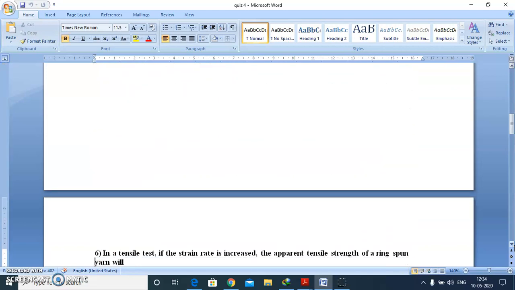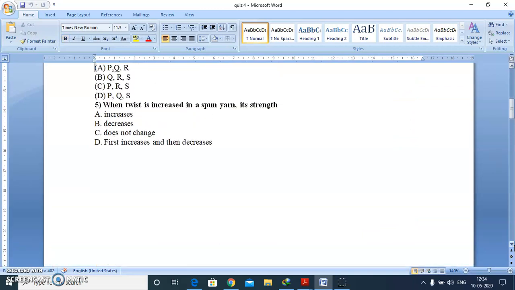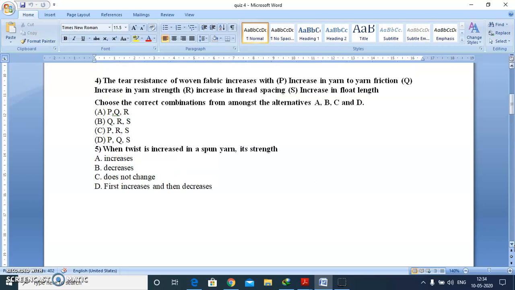Next question is related to tear resistance of the fabric. The tear resistance of woven fabric increases with increase in yarn to yarn friction. As yarn to yarn friction increases, tearing strength decreases, as we have already discussed in the last question. With increase in yarn strength, tear resistance increases. With increase in thread spacing, that is the looser fabric, tear resistance increases. With increase in float length, tear resistance increases. So the correct option is Q, R, S. These three statements are correct. So we'll go with option B here.